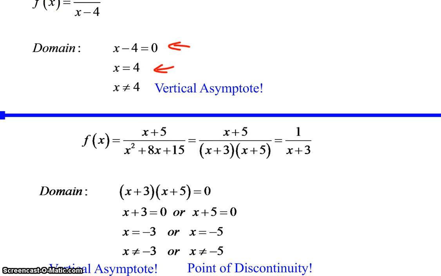On my next problem, I had x plus 5 over the quantity of x squared plus 8x plus 15. I factored. In this case, I had two places where there were going to be disruptions in my graph, two places where we had domain problems. My domain is that x cannot equal negative 3 and x cannot equal negative 5. But because the x plus 5 canceled, negative 5 is a point of discontinuity, and negative 3 is the vertical asymptote. So you can actually get graphs of rational functions that will have a hole in them somewhere.